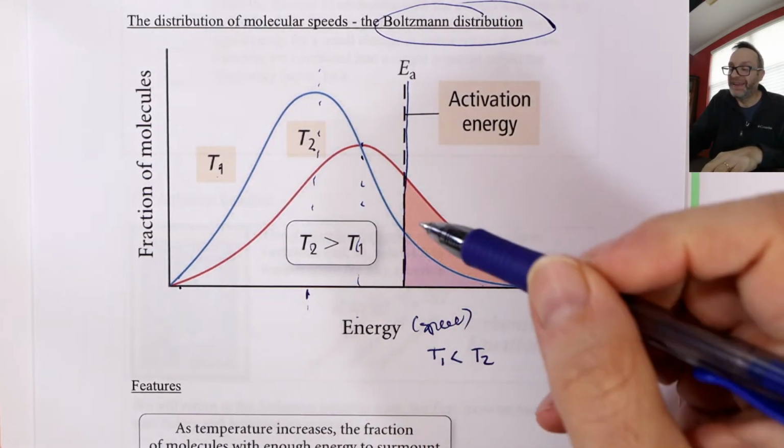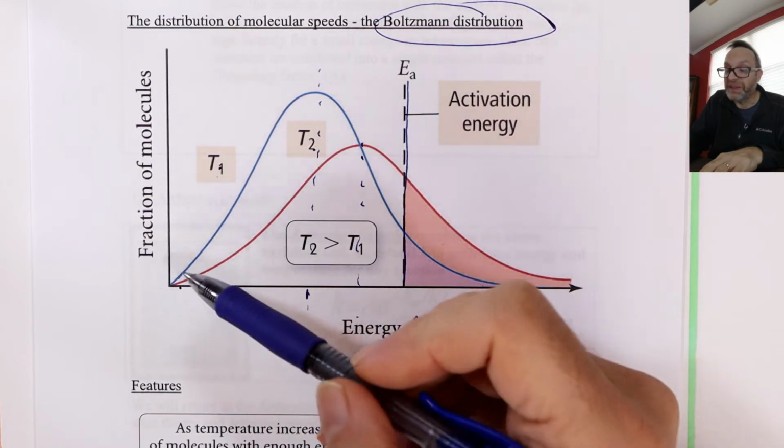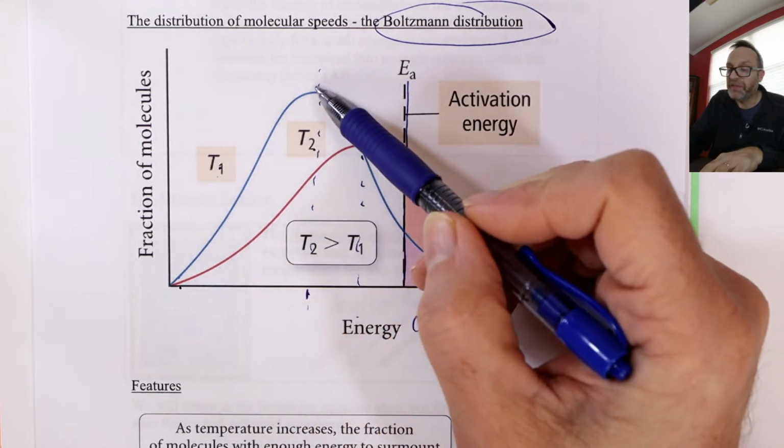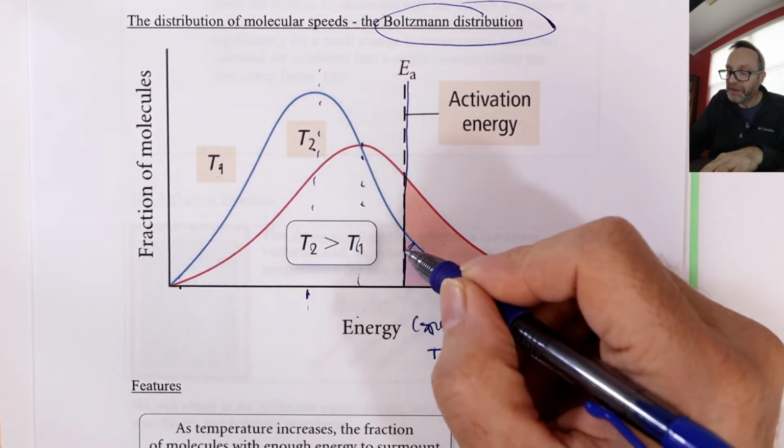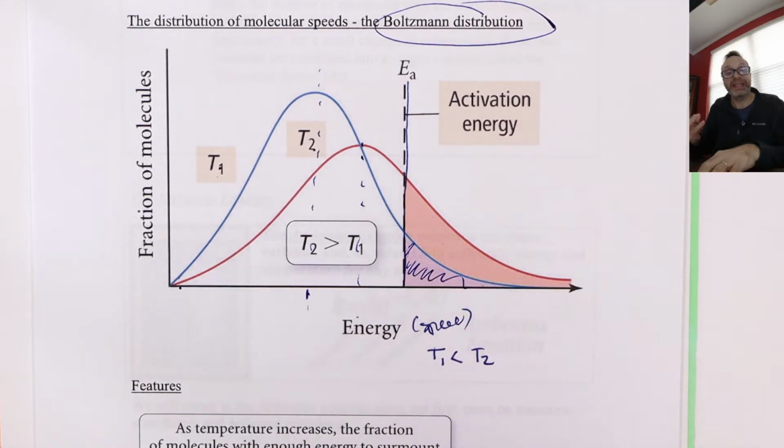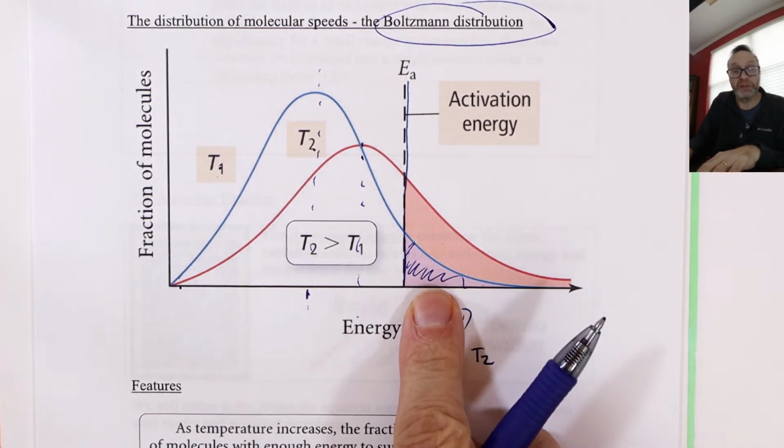So, interesting, look, if you look at the lower temperature graph, the fraction of molecules with EA or higher is actually pretty small. Makes sense, right? A small fraction of the molecules at a low temperature have this higher energy or more, right?